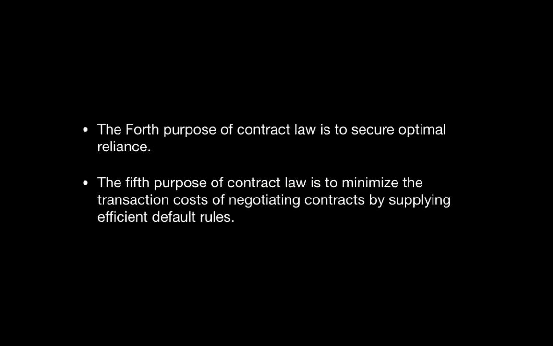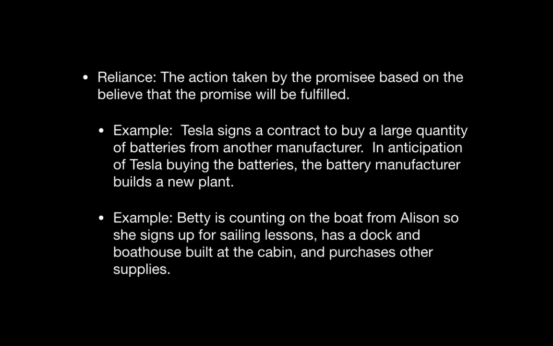We now turn our attention to the fourth purpose of contract law, which is to secure optimal reliance. We will also cover the fifth purpose of contract law, to minimize the transaction costs of negotiating contracts by supplying efficient default rules. Reliance is the action taken by the promisee based on the belief that the promise will be fulfilled. Here are some examples.